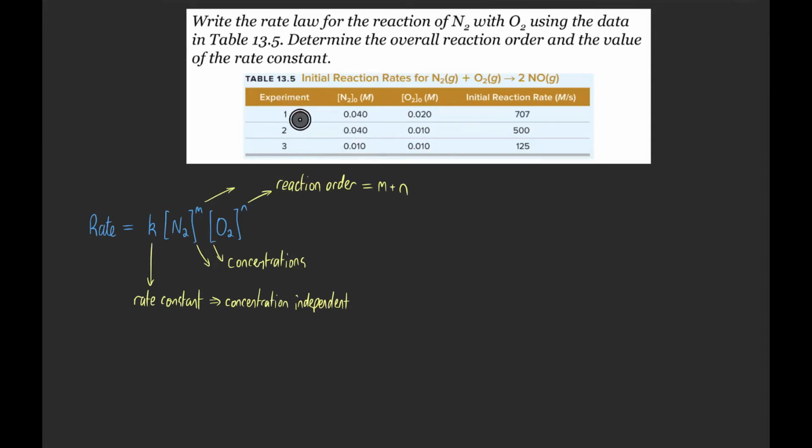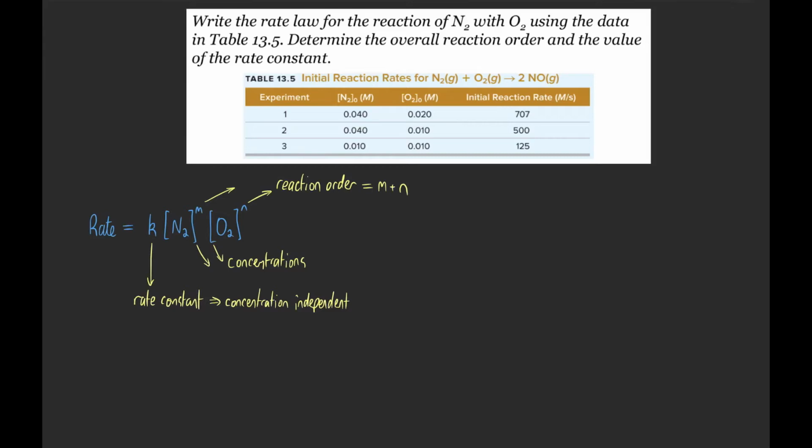Between experiments 1 and 2, we're changing the concentration of O2. So this kind of sequential experimentation, where we're changing the concentration of only one reactant at a time, is what actually allows us to determine the value for the different components of our rate law. And the way that we do that is by taking ratios of the different experiments.